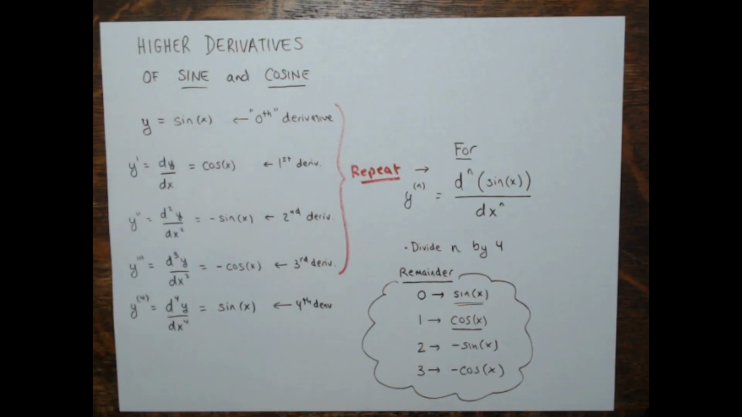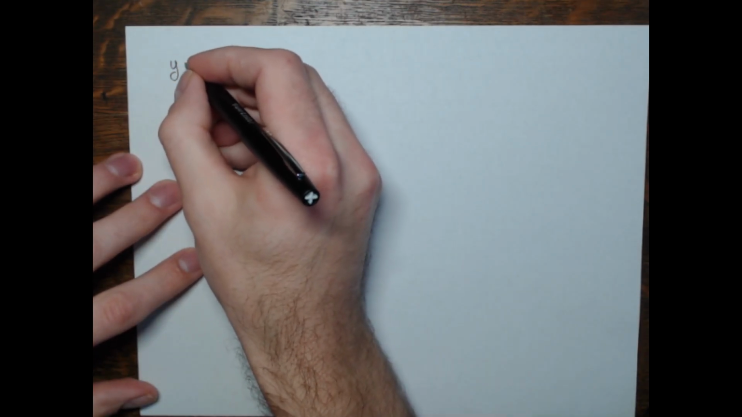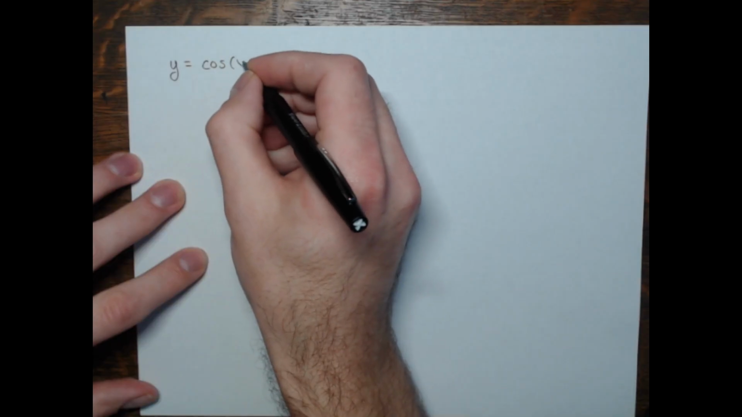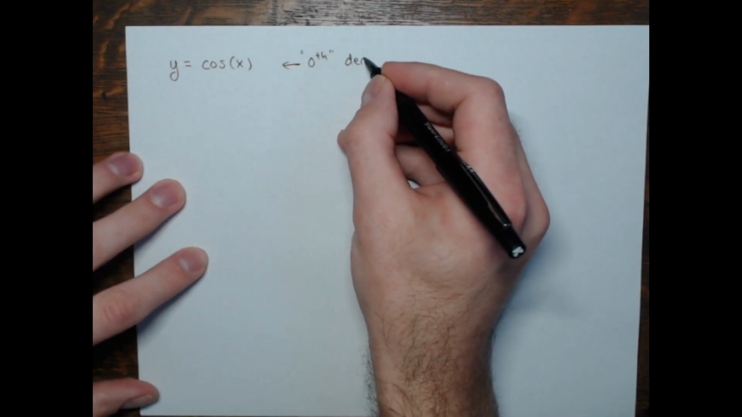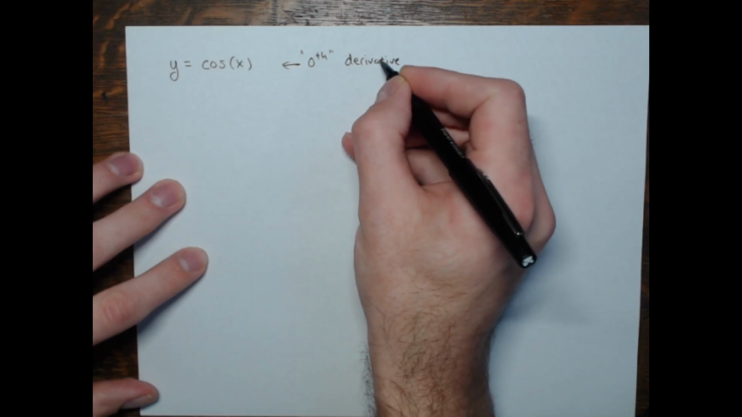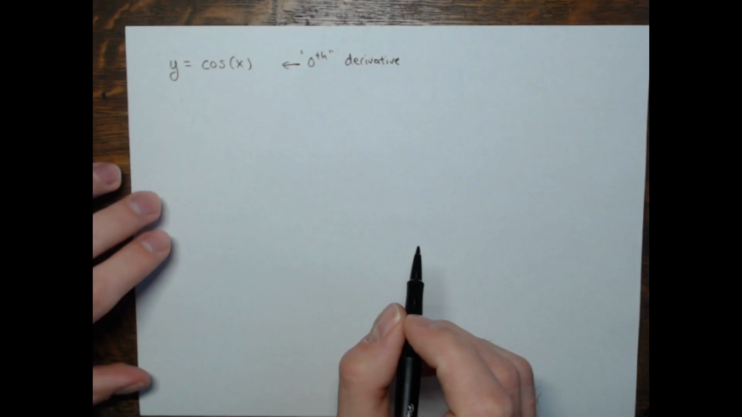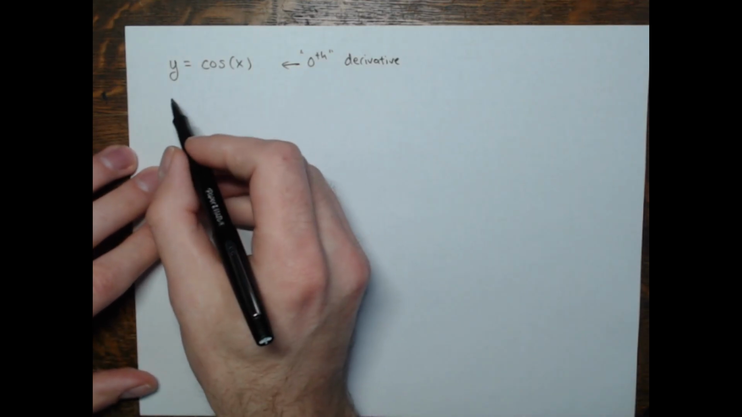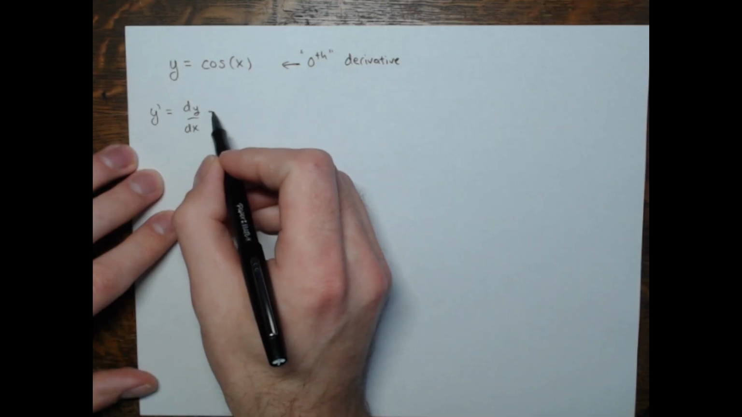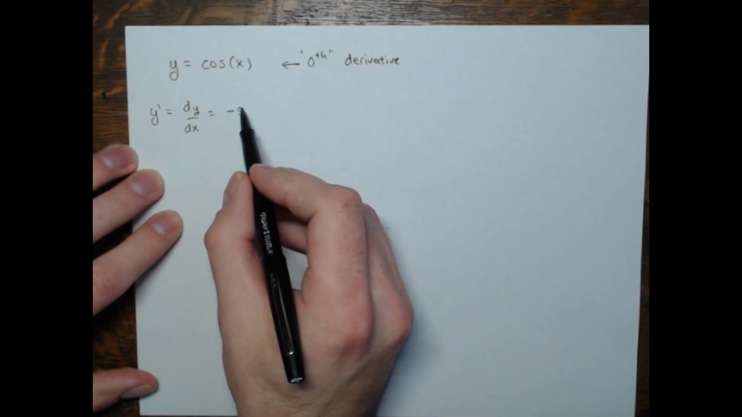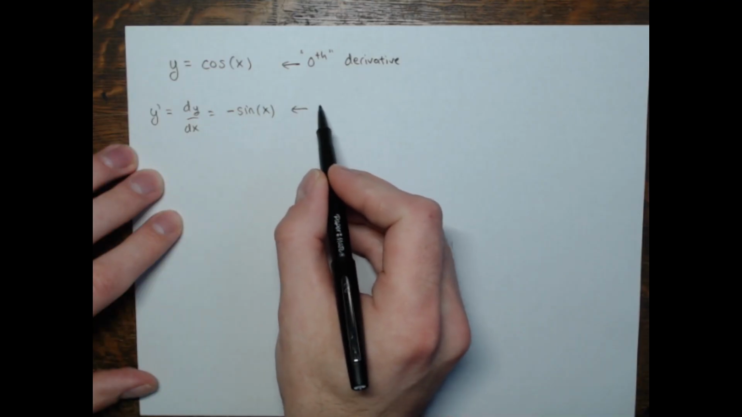Something very similar happens for the cosine function. So I'll do that on the next page. So again, starting with the zeroth derivative where we haven't even taken the derivative yet. I'll put it in quotes because I don't think it's a technical term. I guess people say it sometimes. So first derivative, y prime or that dy over dx. The first derivative of cosine is negative sine, or the opposite of sine.